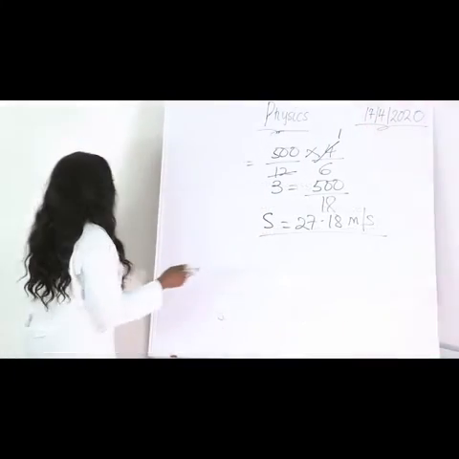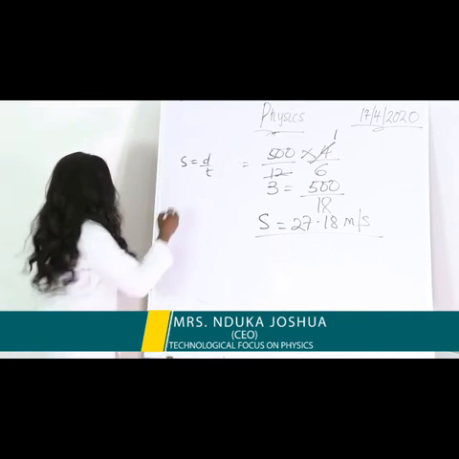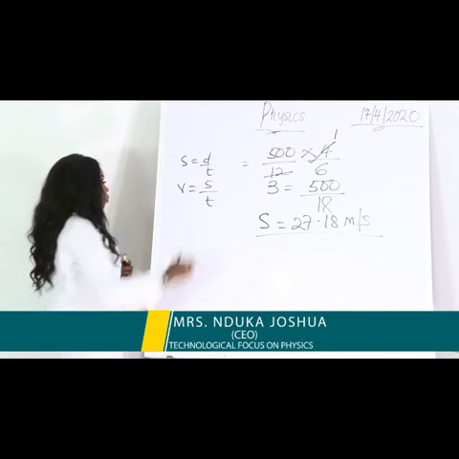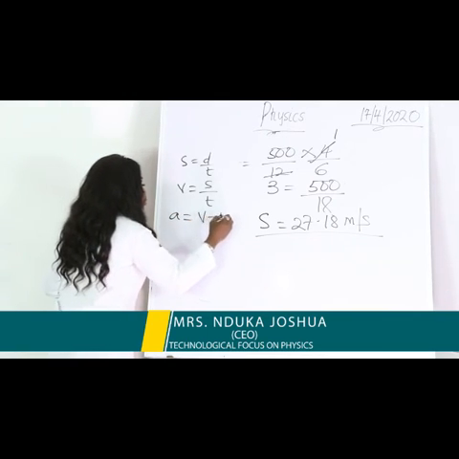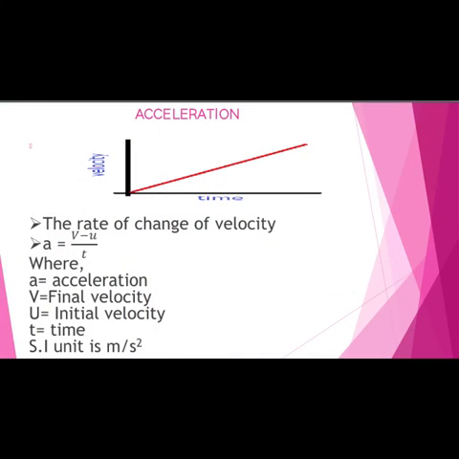Don't forget that the formula for speed is equal to distance over time. Velocity is displacement over time. Acceleration is equal to v minus u over t, where we stated that a is equal to acceleration, v is equal to final velocity, u is equal to the initial velocity, and t is equal to time. Those were some of the summaries being stated.